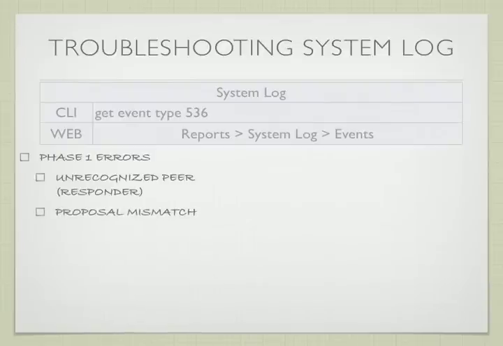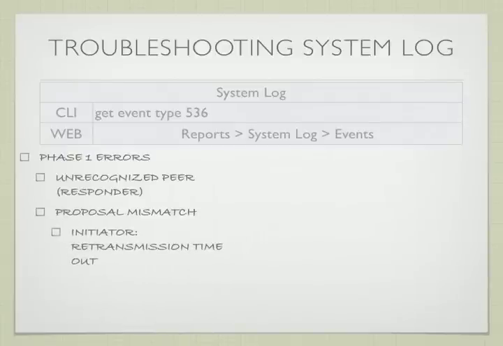Proposal mismatch means the Diffie-Hellman group or the encryption package or the lifetime or one of these parameters that you've set up in the proposal is different on yours and theirs. So it just says proposal mismatch. You've got to go through step by step in each one of those and see which one you have configured in a different parameter than the remote site.